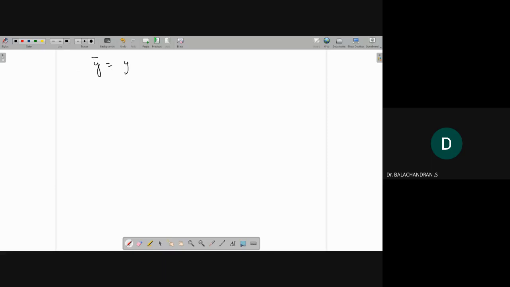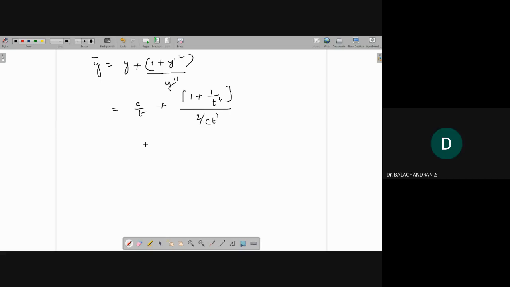Y plus 1 plus y dash square y double dash. Yes. Okay, so which is equal to what? What is y? C by t plus C into 1 plus t raised to 4, that is 1 by t power 4. Okay, this is correct. Y double dash is what? Y double dash is 2 by C t cube.